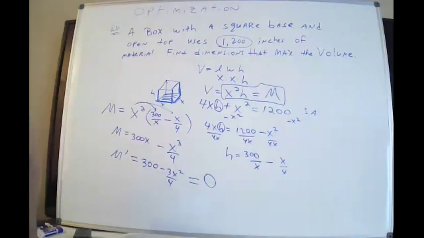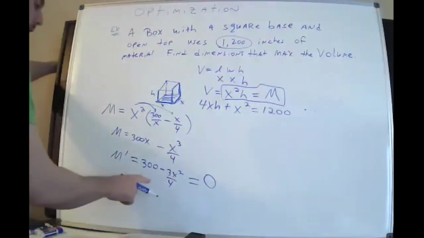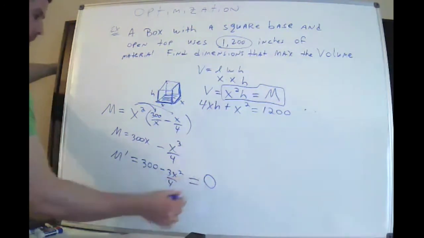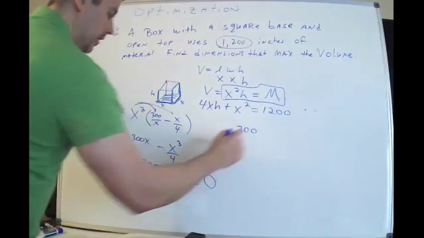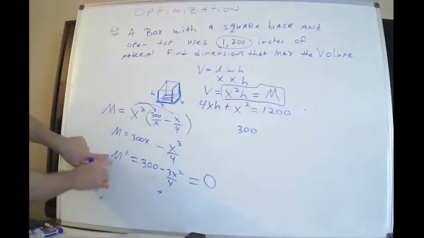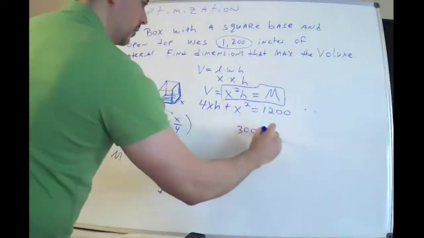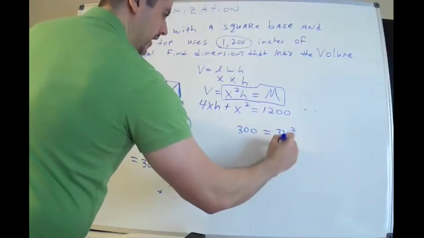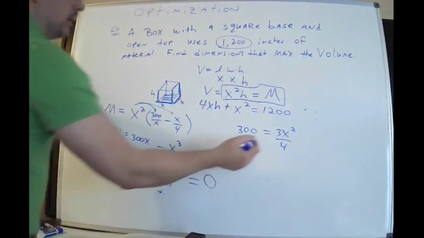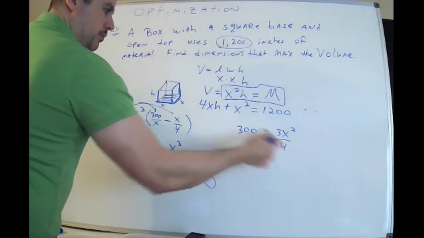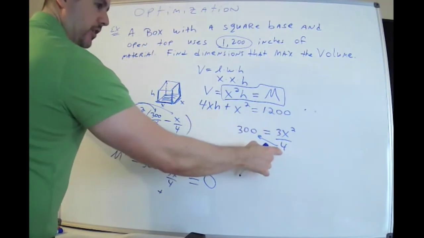So let me pause. Now, what you want to do is get these on opposite sides, right? So I'm going to take this and move it to that side. So add the 3x squared over 4 to the side that has a 0. Remember, take the derivative, set it equal to 0. So this moves over to the other side. I know this looks horrible, but it's actually not that bad. Now, cross multiply, right? You have to take this from the bottom and move it over to the other side. Multiply both sides by 4 to clear that.